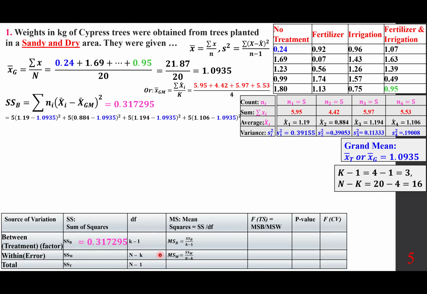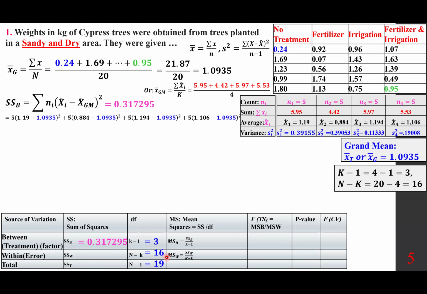So this is 3. This is 16. They add up. This is the total. They add up to 3 plus 16 equals 19. This should be easy to understand. Okay. There are 4 groups. And that becomes the degrees of freedom for the numerator. And this is for the denominator. So having said that, let's go to MS.